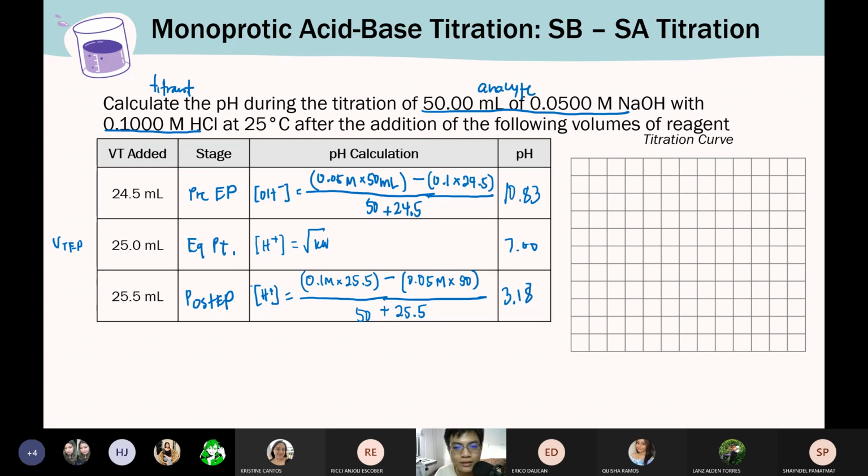Okay. Mag-iingat lang, ha? Kasi mamaya, kapag nagre-negative log kayo, baka isipin nyo pH yun o kaya POH. So, you have to be very careful. Okay? Tandaan nyo, nung nag-flip tayo, di ba kanina SASB, puro H plus yung nasa pre-equivalence. Ngayon, SBSA, OH na yung nasa pre-equivalence. So, you have to be very careful, especially when taking the negative log. Baka magkamali kayo ng malagay.